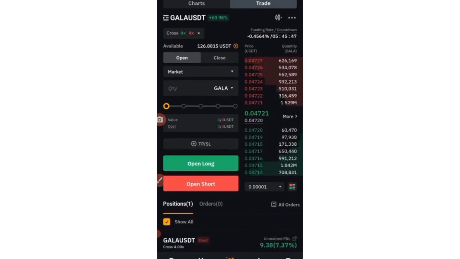Once you click on derivatives, you can then choose any coin you want to buy. Let's say you have a signal or you've done your analysis, you've chosen a particular coin you want to buy, for example BTC. You come to this place that is titled Gala/USDT. That's where you can search for any coin. So you click on it.